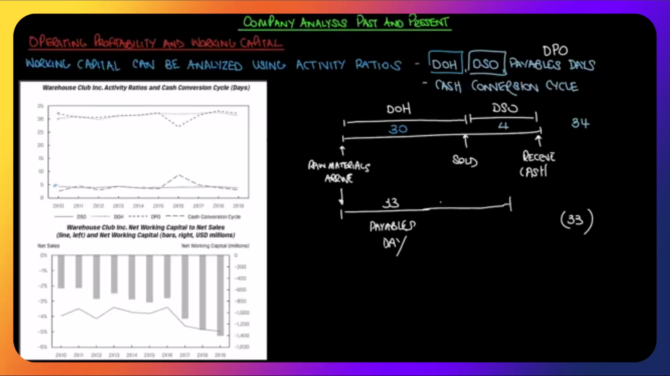This gap is your cash conversion cycle. That's when you pay. That's when you receive cash. 34 days from the raw materials arriving to collecting your cash. 33 days between the raw materials arriving and you paying for them.